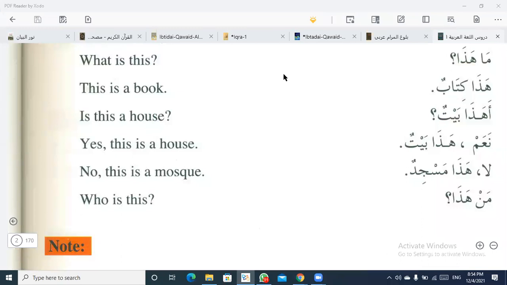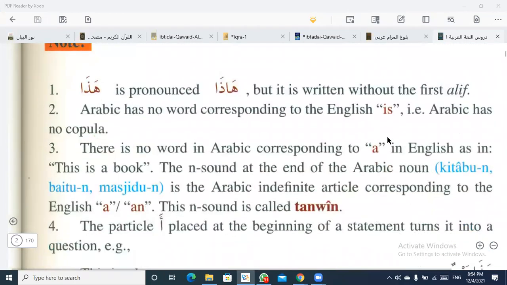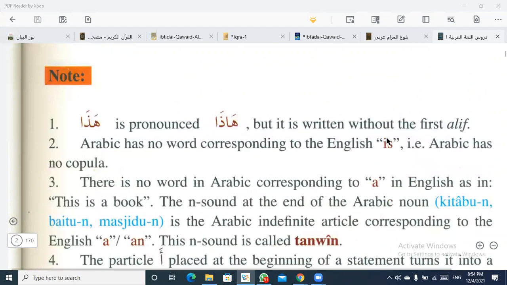You, sister, read this note. Hasa is pronounced Hasa, but is it written without the third alif? Number two. Arabic has no word corresponding to the English is, i.e. Arabic has no copula.